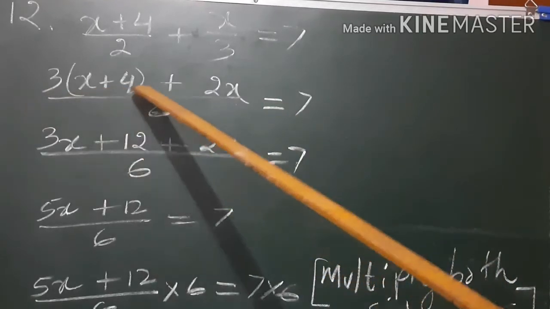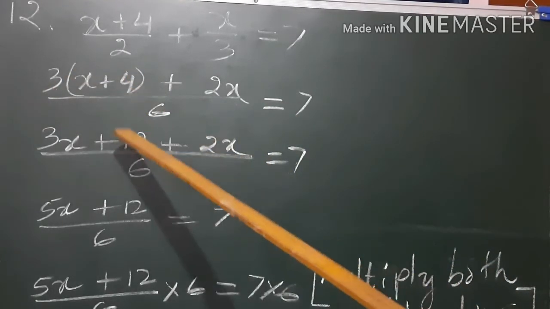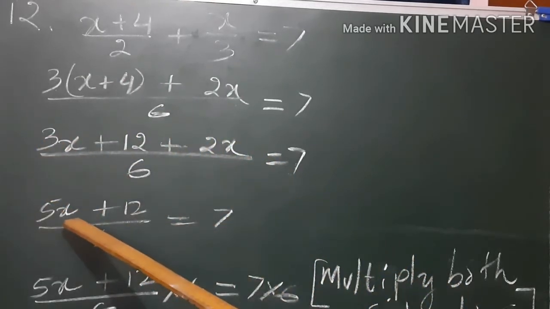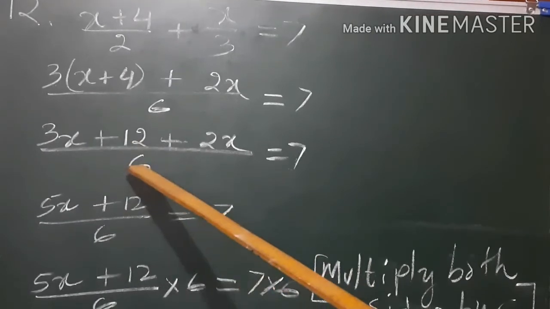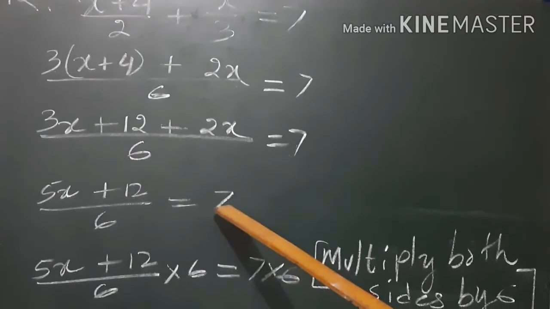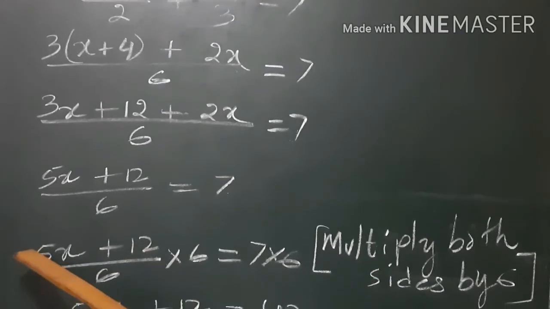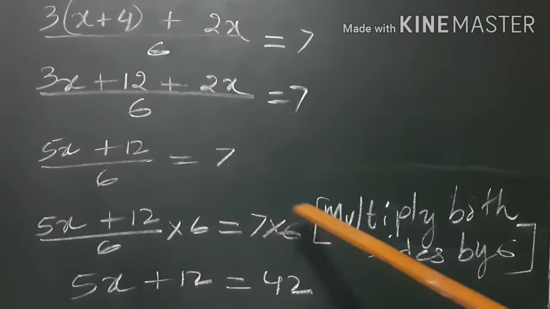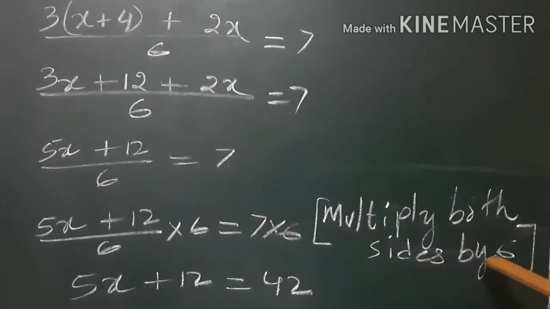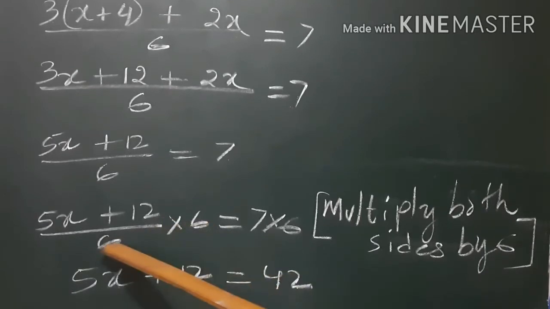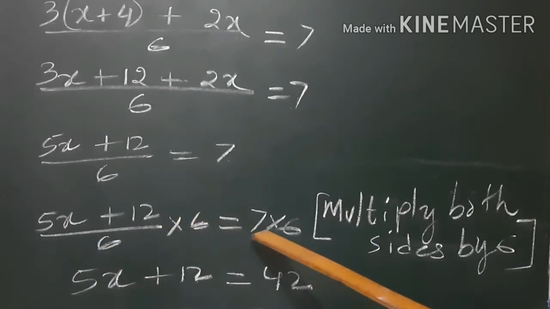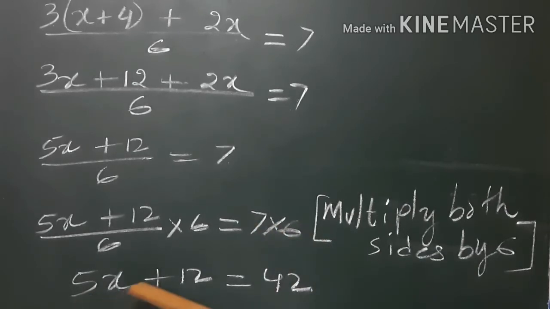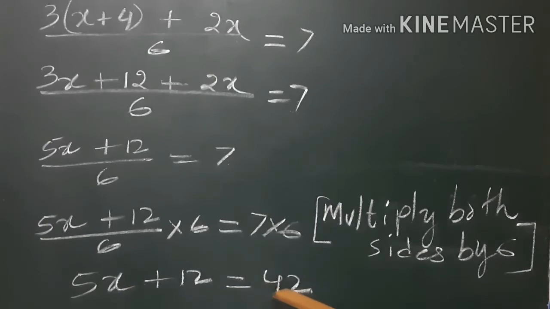Now since we have it like this, we will multiply 3 into x plus 4, so 3 4s are 12 and 3x, plus 2x. Now this 2x and 3x we get 5x. And this 12 will come here like this, over 6. Another side 7. Now this 6 we have to remove. In order to remove 6, we have to multiply both the sides by 6. So on multiplying, this 6 and 6 get cancelled. And other side 6 into 7 we get 42. 5x plus 12 is equal to 42.